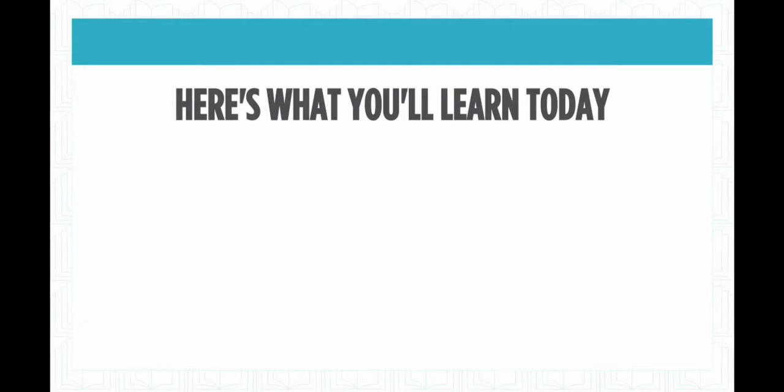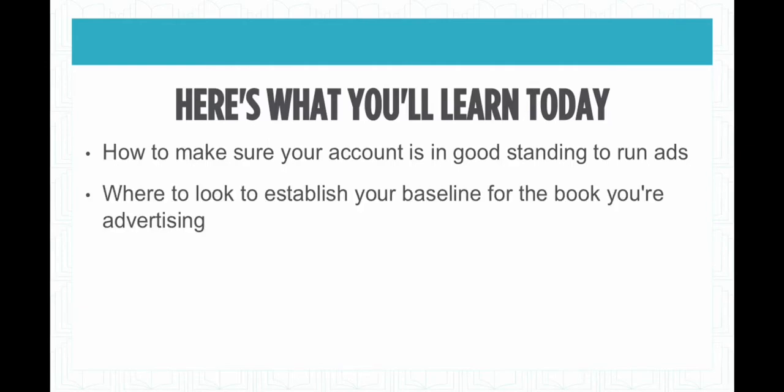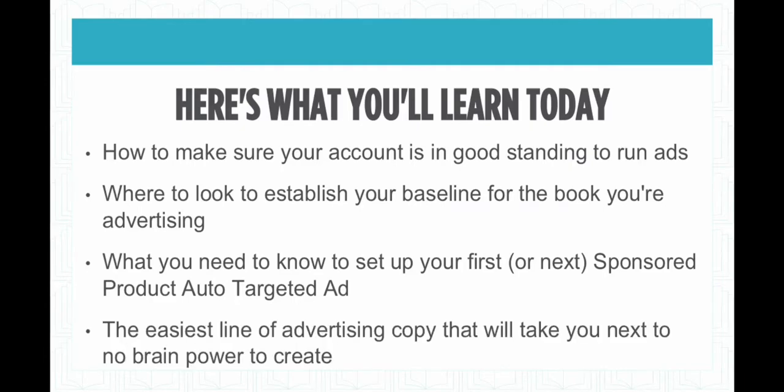Here's what you're going to learn today in the prep work video. You're going to learn how to make sure your account is set up right and is in good standing to run ads. You're going to learn where you should look to establish your baseline to figure out how many sales you have without these new ads for the book that you're advertising. And you're going to learn what you need to know to set up your first or next sponsored product auto-targeted ad, also known as an SPA. And you're going to learn the easiest line of advertising copy, being the words that go together with your ads, that will take you next to no brain power to create.